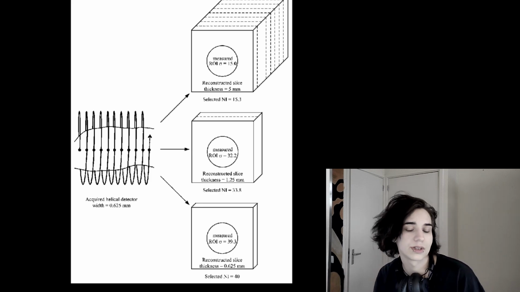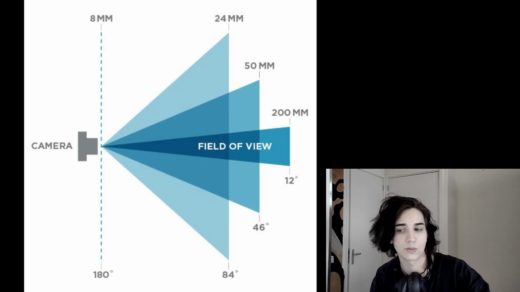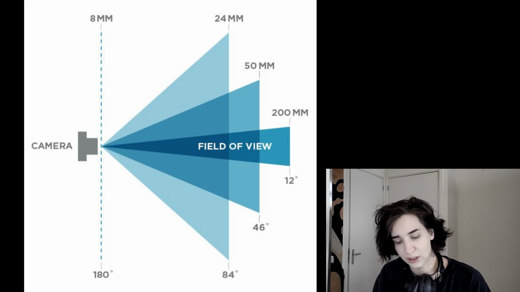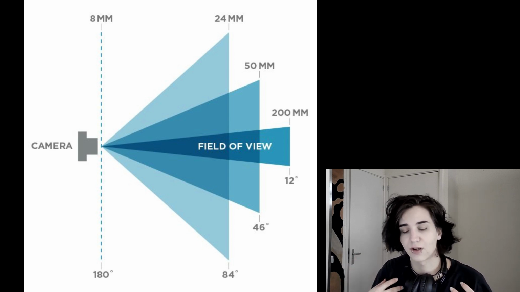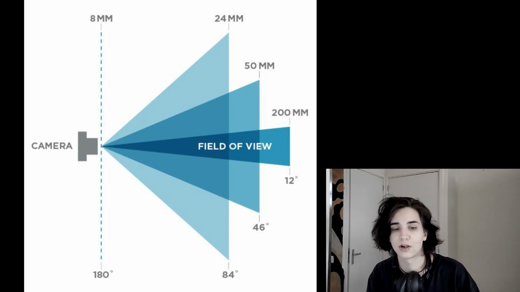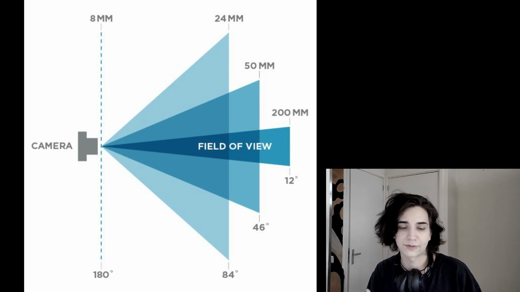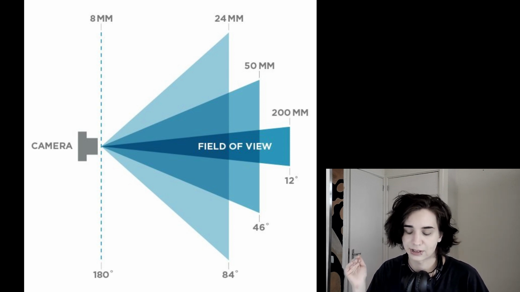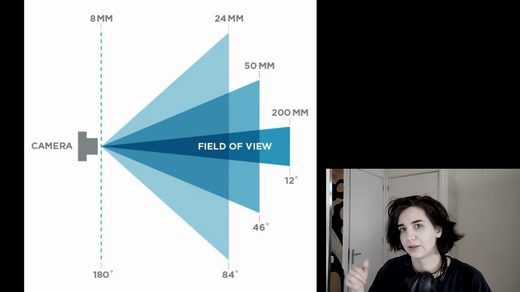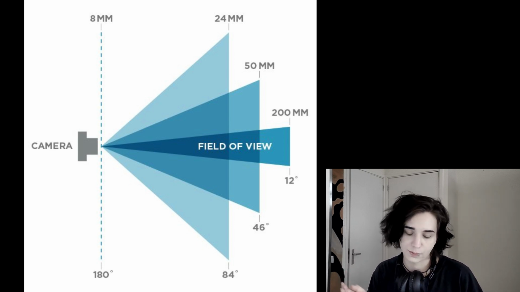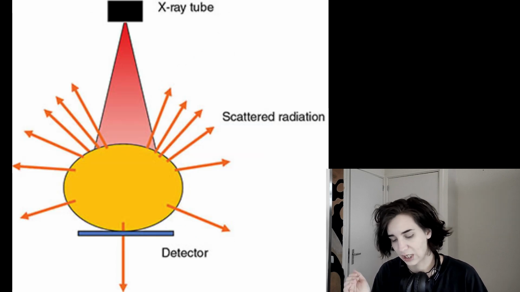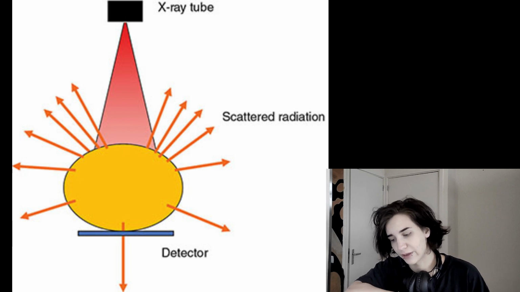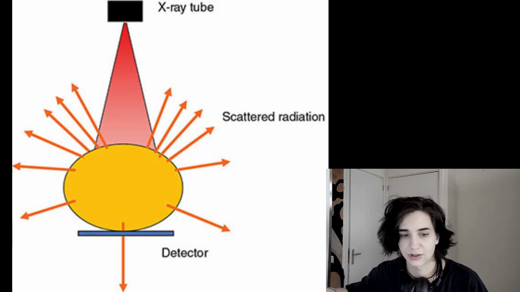Field of view is basically the area that we wish to scan. For instance, if you have a thicker patient, you would want a smaller field of view because of the scatter radiation. So what happens is, again, there is a lot of tissue there, and the X-ray wants to pass through, but it can't because it just hits a lot of fat and tissues, and the result is scatter radiation.